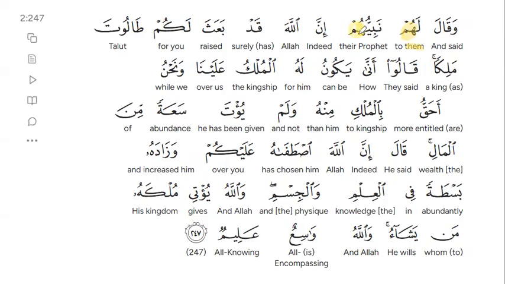But here, what is the translation of hum? Why? Who can tell me the difference? Why are the two translations of the same pronoun different? Why is Nabiyuhum translated their prophet? Because Nabiyu is a noun. Very good. It's an ism. Very good. Nabiyuhum, inna Allah qad ba'atha lakum. Lakum. Lakum. What is kum referring to?